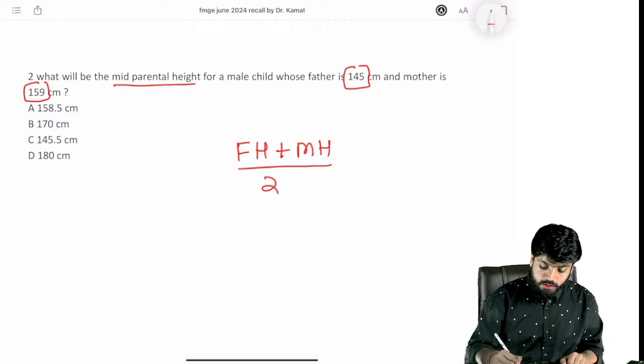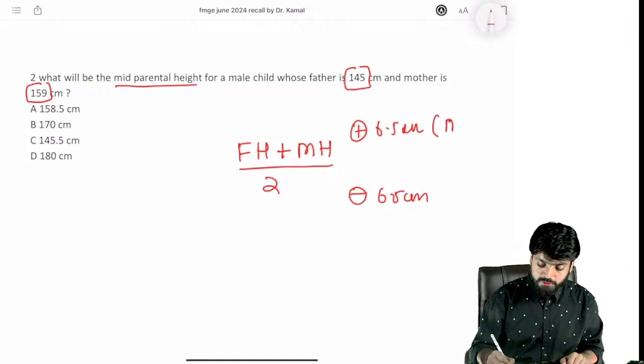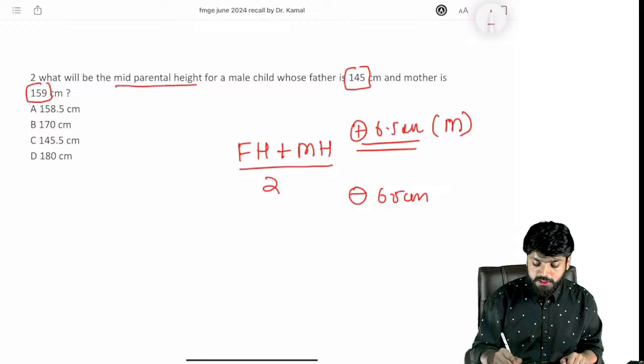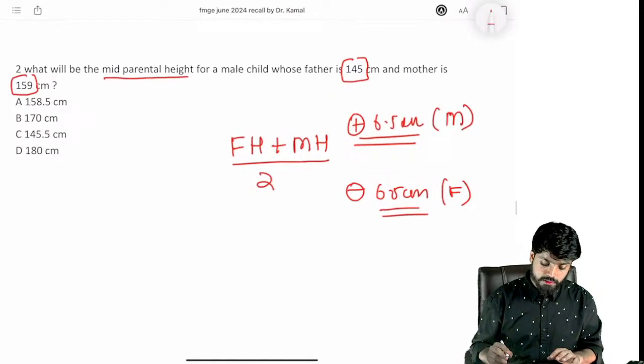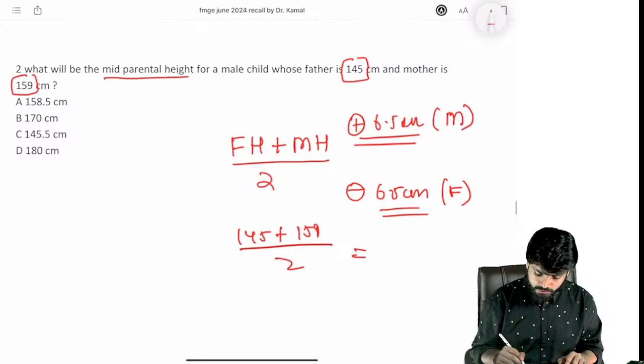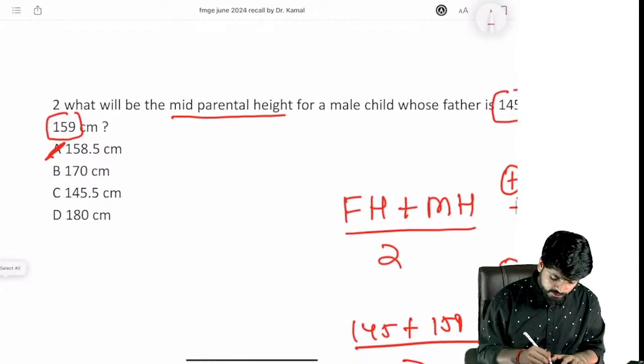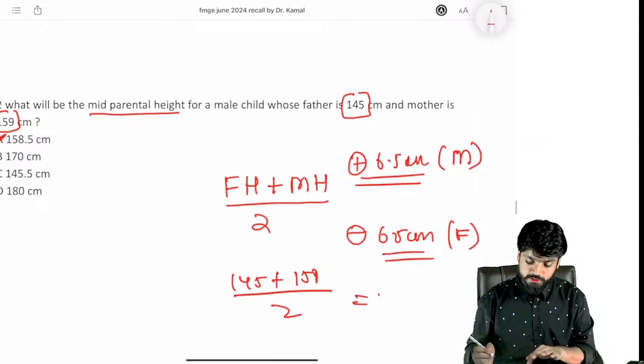Now either it's going to be plus or minus 6.5 centimeter depending on the gender. If it's a male child, plus 6.5. If it's a female child, minus 6.5. So around about it's going to be 158 centimeter, 158.5 centimeter.